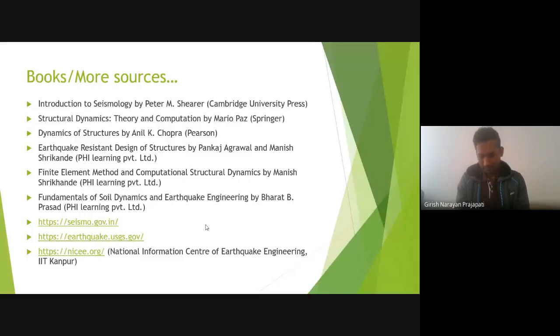All the things you are learning here are the static part, but earthquake engineering is the dynamic part. You do all the static design first, and after that, you do the earthquake engineering design: how I am going to provide my reinforcement. There is a different code, IS 13920, where you can learn how to design and provide reinforcement so that it can provide ductility.